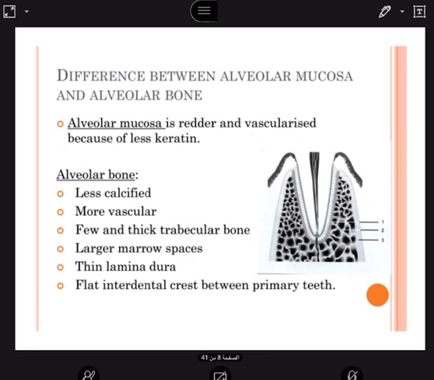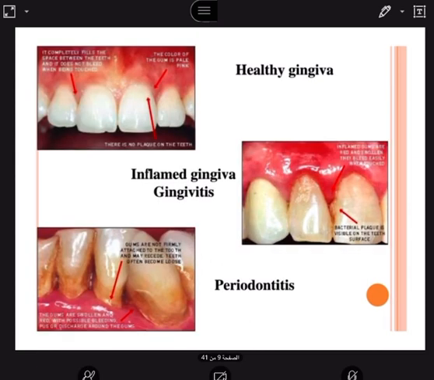Okay. Now coming to alveolar mucosa and alveolar bone. As I told you, the gingiva itself is more reddish in color because it is more vascularized and has less keratin. Usually less stippling is also seen, which is again a normal feature. Coming to alveolar bone, it is less calcified and again more vascular. It has few and thick trabeculae. Trabecular bone is basically porous bone, whereas in adults you will have more compact and dense bone. As a result, it is more porous and has larger marrow spaces. The lamina dura will be thin, and a flat interdental crest is seen between primary teeth when compared with that of permanent teeth.